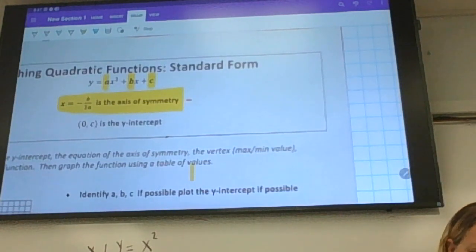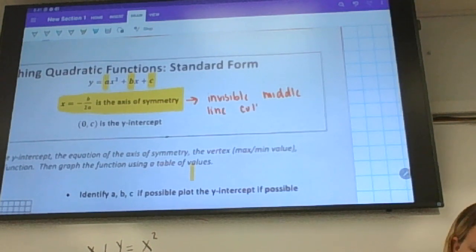Okay. Anyway, the axis of symmetry is an invisible middle line cutting the parabola in half. Oh, let's say dividing. Shh, you guys, stop talking. Dividing the parabola in two.